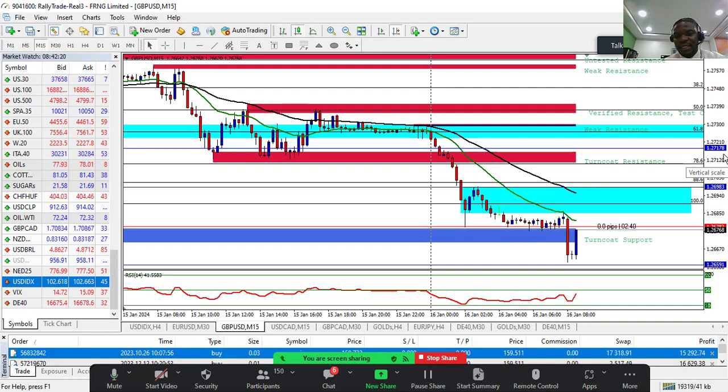Now all of these entries are what I call intraday entries. They are not for swing, they are for intraday. But if you are swinging this market, then you may want to place a sell and go and sleep, because this market has a long way downward. Okay, now that's for GBPUSD.